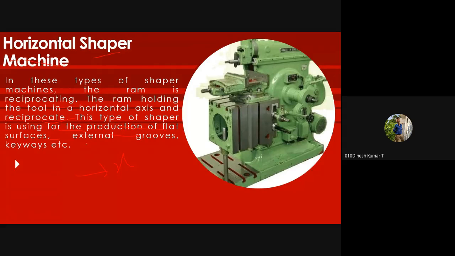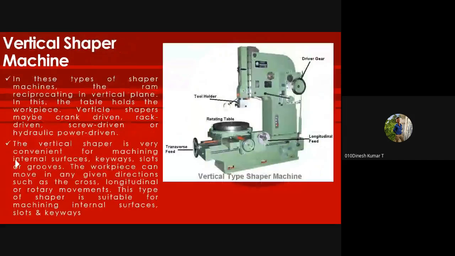Normally, it is used for flat surfaces, external grooves and keyways. Next, the vertical shaper machine or slotted shaper machine. In this type of shaper machine, the ram reciprocates in a vertical plane. You can see the vertical plane, the y-axis. The table holds the workpiece. Vertical shapers may be crank driven.